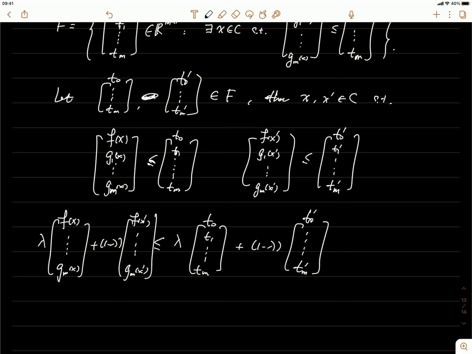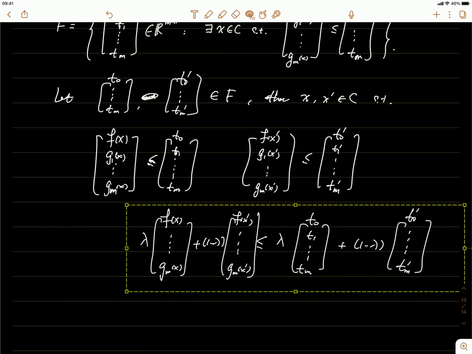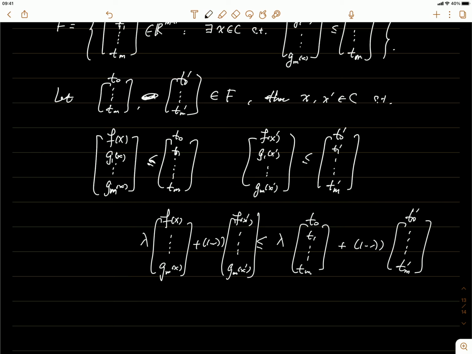Right? And now I can see that, let me move this a little bit to the right. The left-hand side here is just bigger than or equal to the convex combination of each corresponding component. So the first component will be just equal to this. But we know that since f is a convex function, this is greater than f of lambda x plus 1 minus lambda x prime. And similarly for the others, because all the g's are convex as well, the gm of lambda x plus 1 minus lambda x prime.